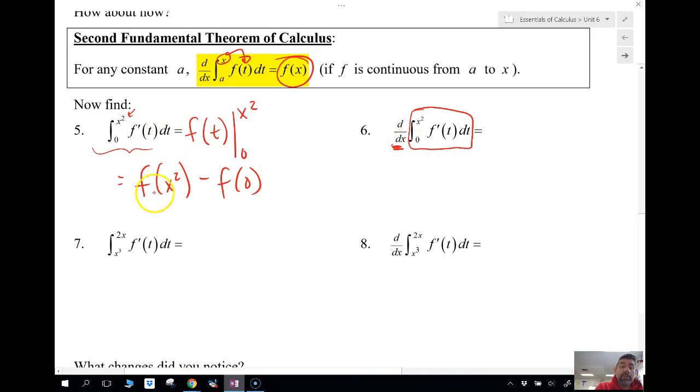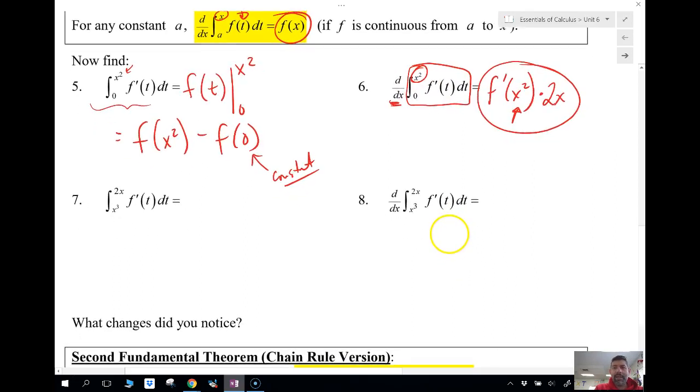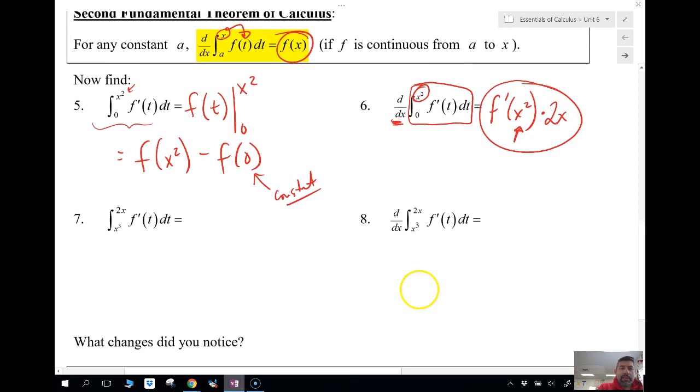And the derivative, so what's the derivative of f of x squared? Well, that's going to be f prime of x squared, but I have a chain rule. I have to deal with the derivative inside. So that's times 2x. And then, of course, this here is constant. So I'm going to end up with just f prime of x squared times 2x. So that's interesting. I had to deal with the derivative of this limit here and put it almost like a hook, right? Let's take a look at this one here.